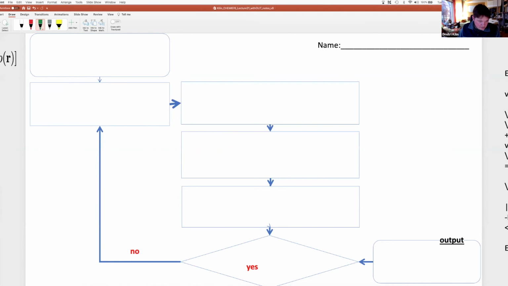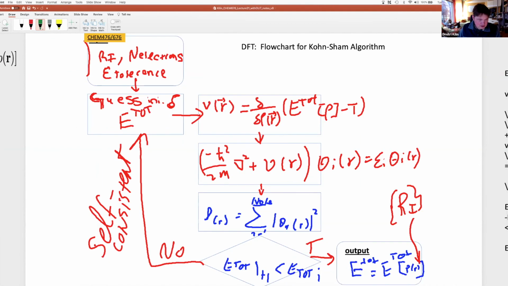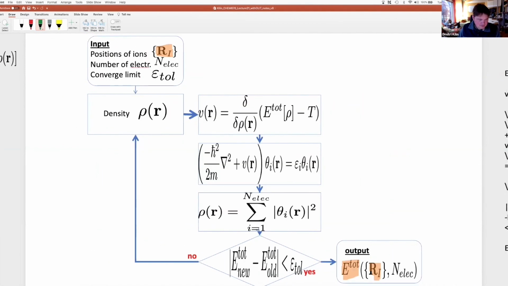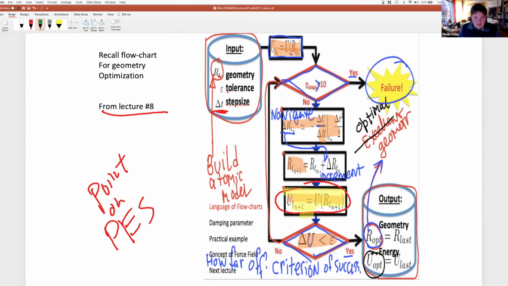And now it is time to refresh our memories and think about our fourth week, when we pretended that each of us is a little computer, when we discussed geometry optimization.